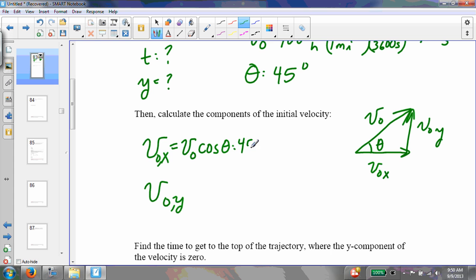It's going to be 45 meters per second times cosine of 45. Let's see, that's equal to 32. And then for the y component, since the angle is measured off the x-axis, it's going to be v0 sine theta. And that's 45.